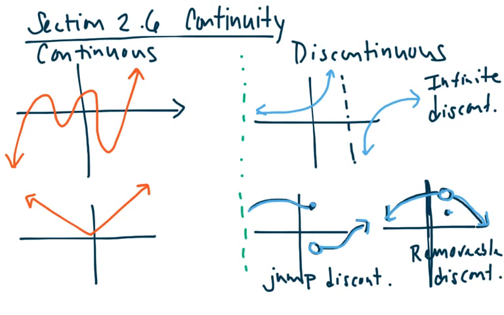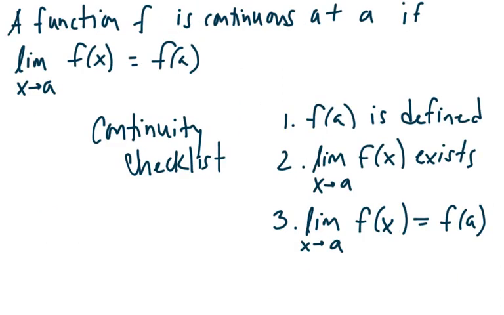Okay, so here's the formal definition of continuity at a point. A function f is continuous at a if the limit as x goes to a of f of x is equal to f of a. And then there's a continuity checklist. F of a needs to be defined. The limit as x approaches a of f of x exists, and the limit as x approaches a of f of x actually equals f of a.